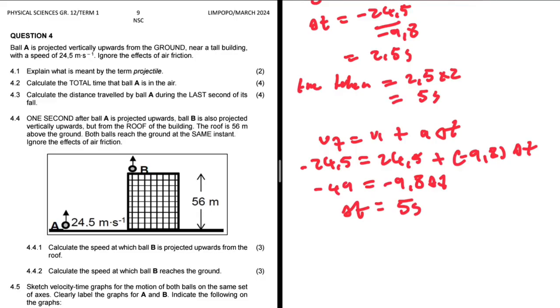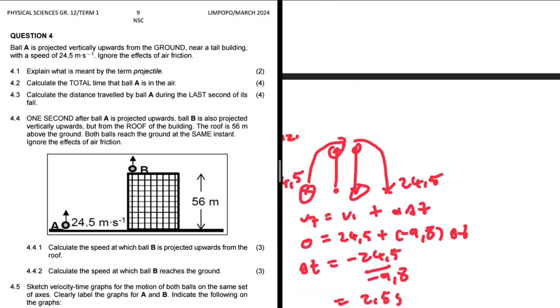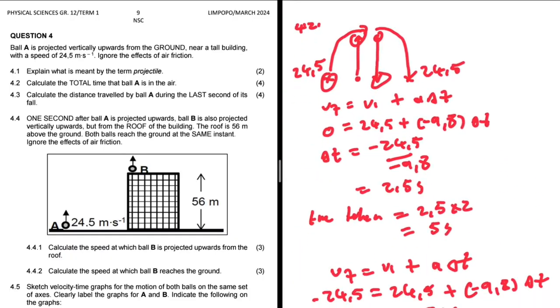4.2, right? Let's take a look at 4.3. Calculate the total distance traveled by ball A during the last second of its motion. Okay, so let's go back to the sketch and see what we can do. Inside the course, we have talked about this kind of question. We've solved a question like this before, so do check it out if you are yet to do so.